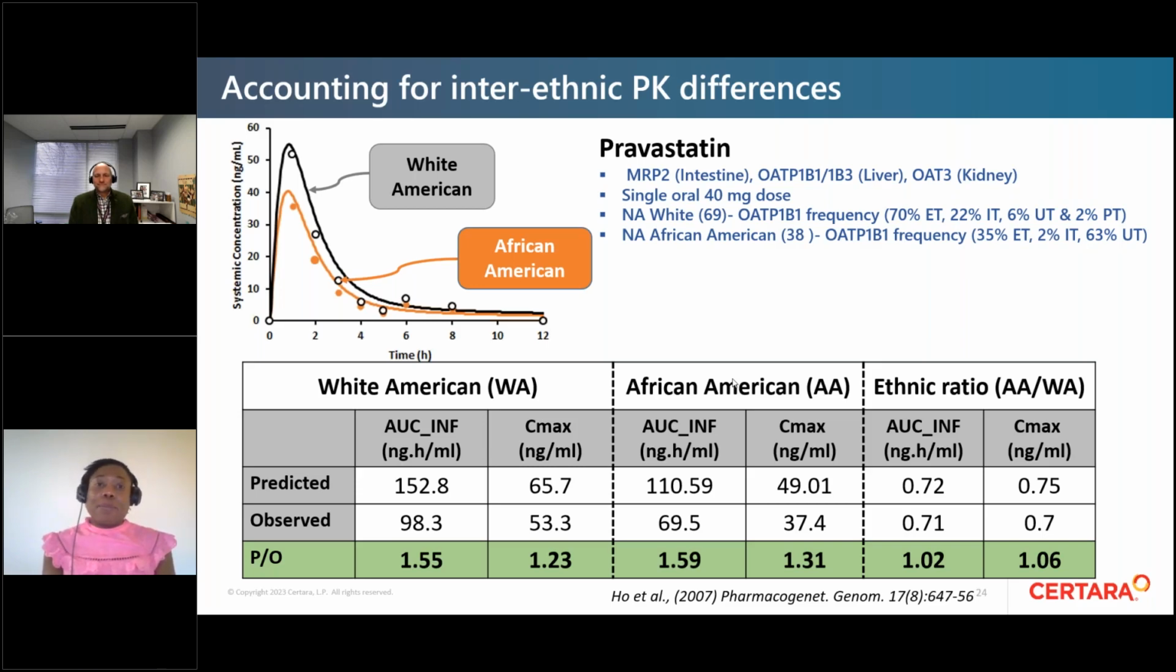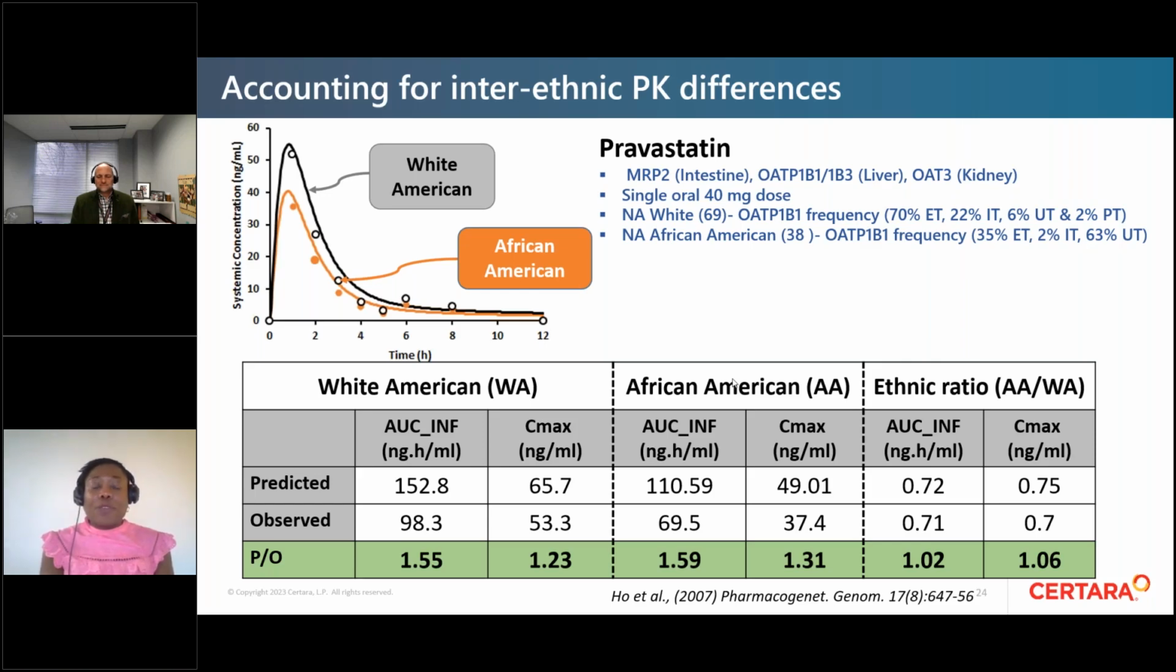This is an example with pravastatin. Pravastatin is a substrate of multiple transporters: MRP2, OATP1B1, 1B3, and OAT3. If you look at the exposure of pravastatin, you can see that the exposure is higher in white Americans compared to African Americans, which means that the African American population are clearing pravastatin faster. And so the question is why?